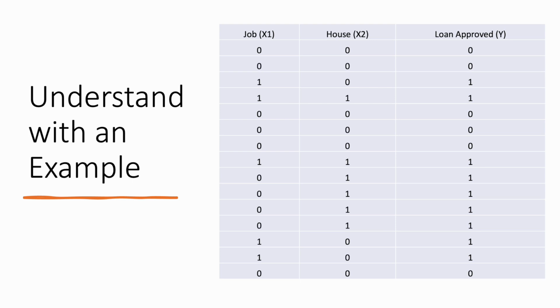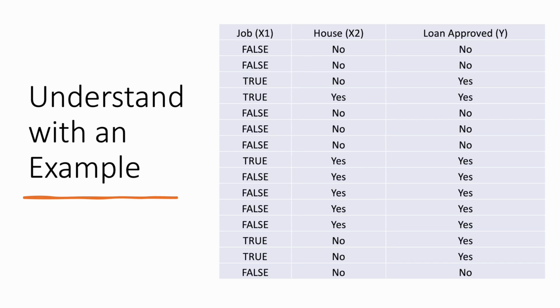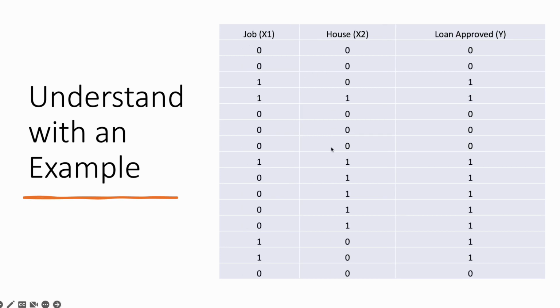Now we can always convert this into 0 and 1. Since this is binary classification, my y is also yes or no. There is no maybe over here. And if you notice, my job and house are both binary categories, so either true and false, yes and no. We can easily convert that into numerical 0 and 1.